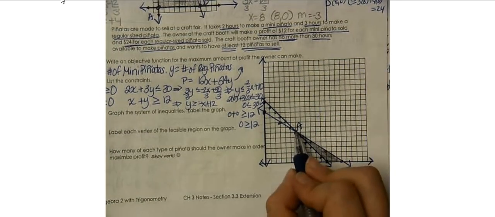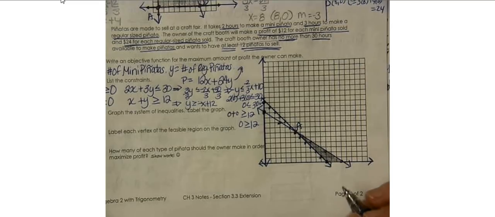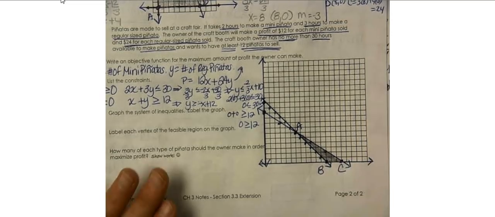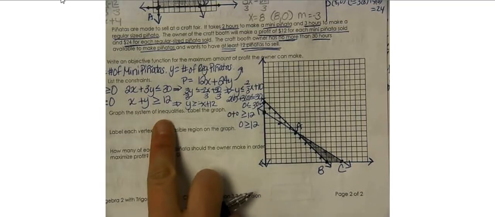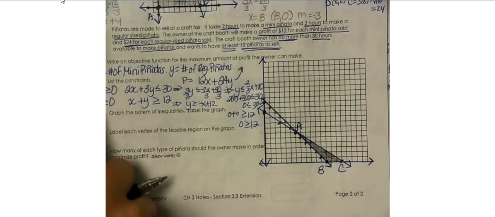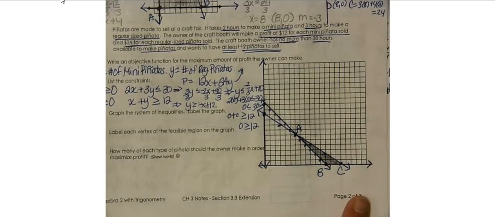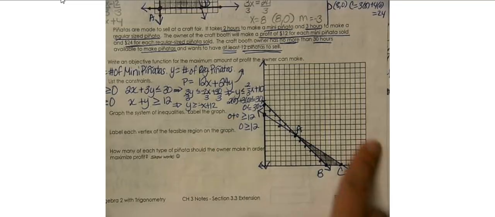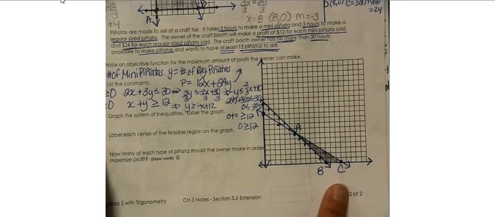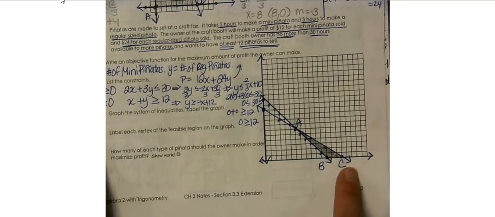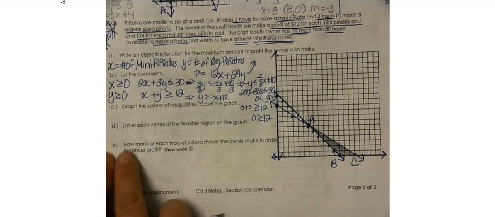So letter A, we identified our objective function and identified what x and y represent. Letter B, I listed our constraints and graphed them. Letter C, we graphed them, labeling the graph. Letter D says label each vertex in the feasible region. We just said that, A, B, C. And letter E says how many of each type of piñata should the owner make in order to maximize profit. So this is where we identify our ordered pairs and plug them into our objective function.